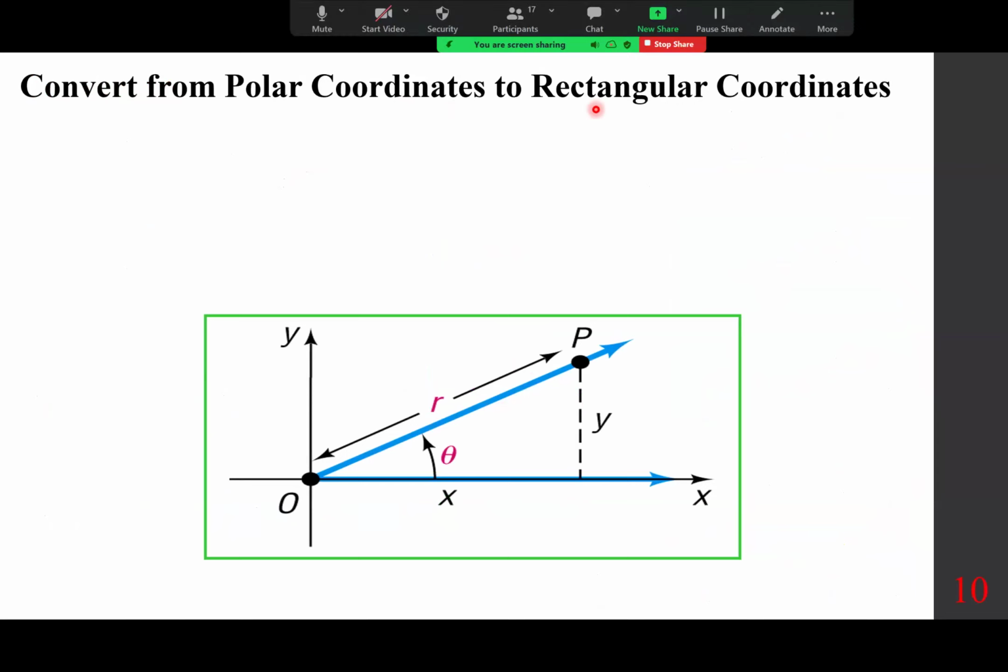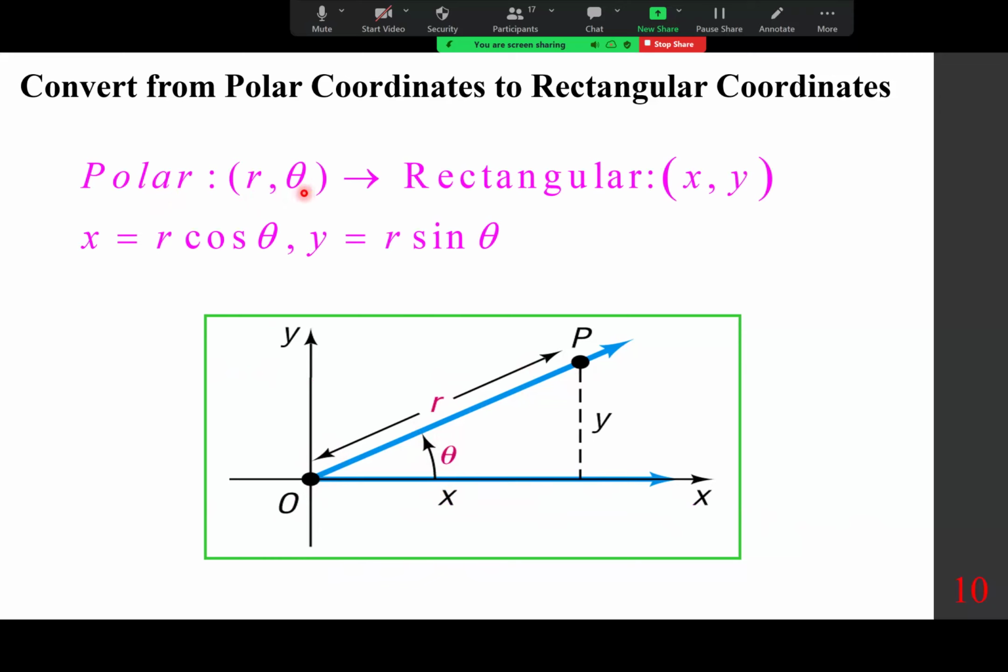Convert from polar coordinates to rectangular coordinates. So in essence, you are putting the two grids together. We have a rectangular coordinate system and we have a polar coordinate system. Polar is r comma theta. Rectangular is x comma y. x is equal to r cosine theta. See, cosine of theta is the adjacent.